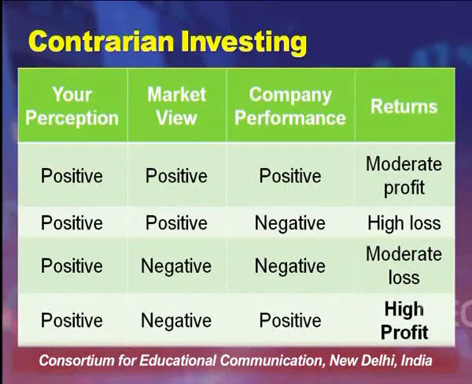Now let's see this table, which talks about how contrarian investment works. You have a positive perception about a company. The market also feels that the share is very good, the company has growth prospects, and has a positive viewpoint about that share. You buy the share, and at the end of the year the company also performs well. So how much return will you get? You will earn moderate returns, because you and everybody else had a positive perception about that share, so the share price went up and you were buying an overpriced share.